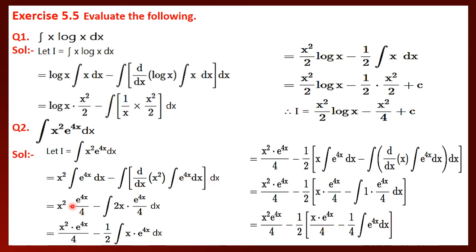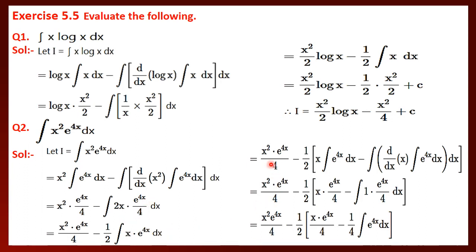Now x square into integral of e raised to 4x is e raised to 4x upon 4, because in place of x here it is 4x, meaning ax plus b form. So we integrate and then divide by the coefficient of x. So e raised to 4x upon 4, minus derivative of x square with respect to x, which is 2x, and again integral of e raised to 4x, which is e raised to 4x upon 4, dx. That is x square into e raised to 4x upon 4, minus, 2 will get cancelled here and 1 upon 2 remains, so 1 upon 2 into integral x into e raised to 4x dx.